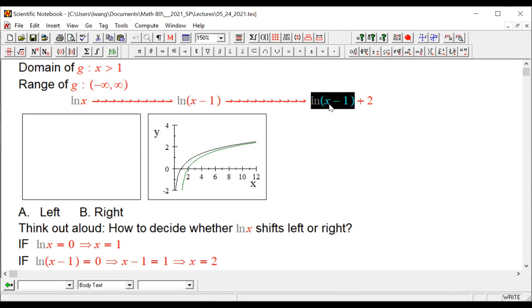So how about ln x minus 1 plus 2? And this one will be shifting left, right, up, or down. Between these two, what is the shift? Is it shifting left or right, up or down? Could I see some answers in the chat?